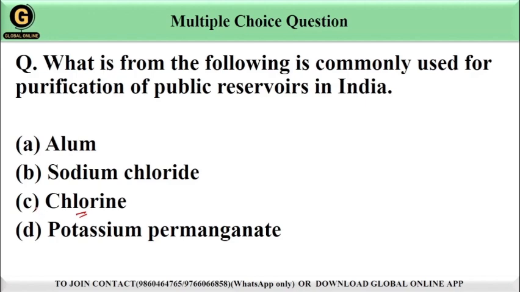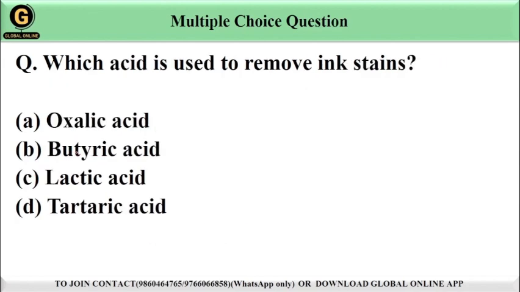Chlorine is added in a small amount to water and it ensures that the water is disinfected before it reaches homes. This is an important step in water treatment to prevent the spread of waterborne diseases such as cholera, etc. So the correct option for this question will be option C, chlorine. Let's see the next question now.